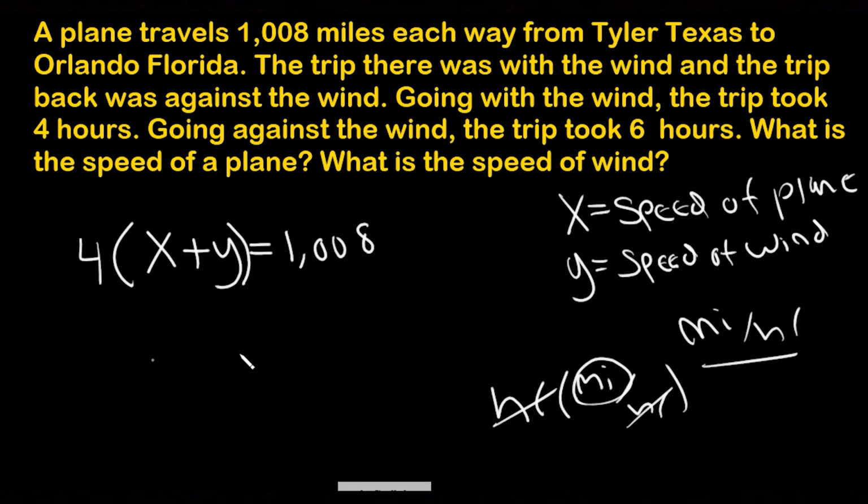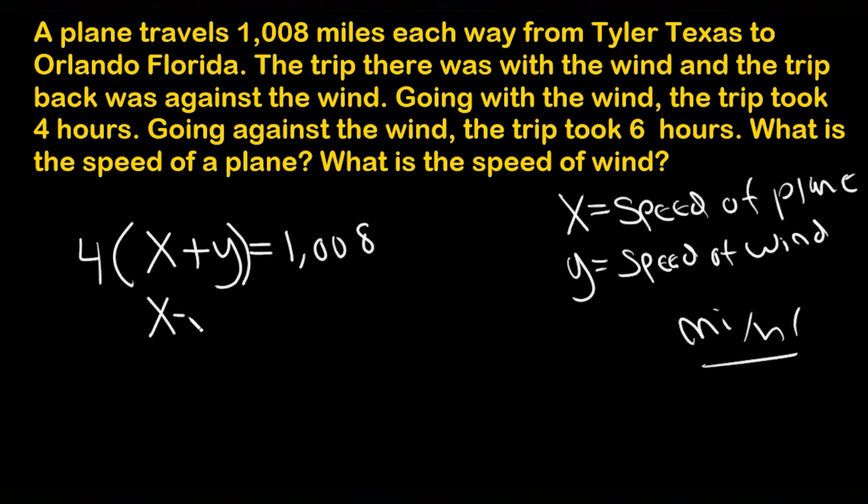All right, so getting rid of this here. We're going to go against the wind now. I'm going to say x minus y, because now I'm going against the wind. It's going to take away from my speed, right? So x minus y now will be equal to, again, it's going to be the same distance, 1,008. Now we want to put this in parentheses.